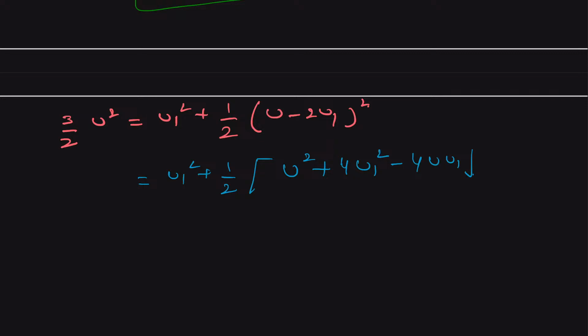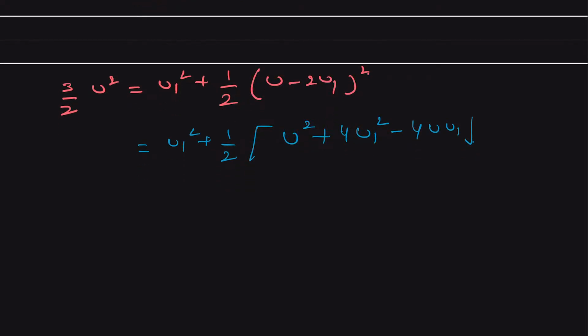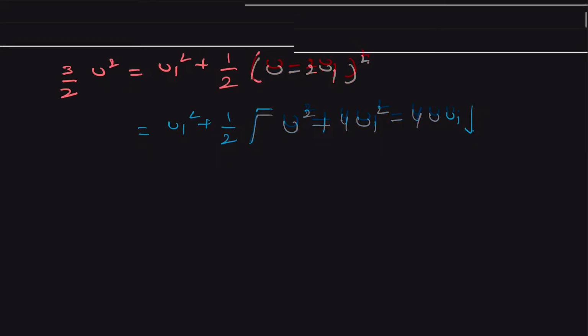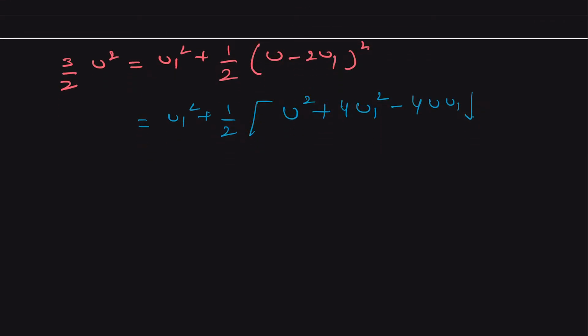Okay, so we can further write it as this. We can multiply by 2, so this comes as 3v2 square 2v1 plus v square plus 4v1 square minus 4v1 not equal to 0.